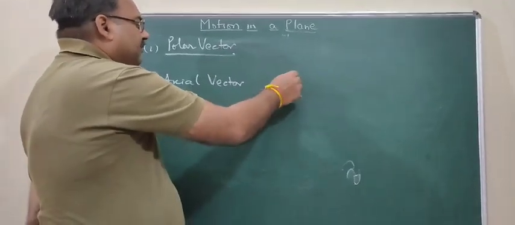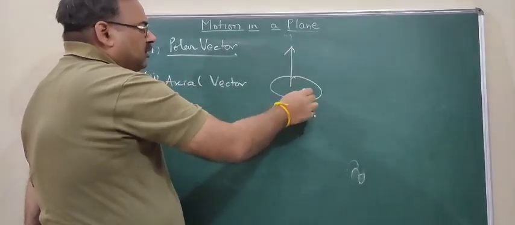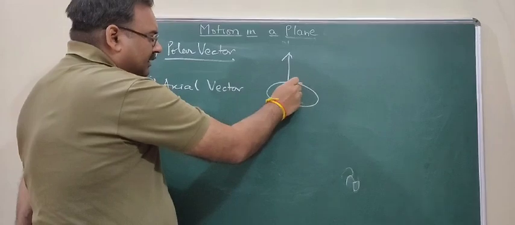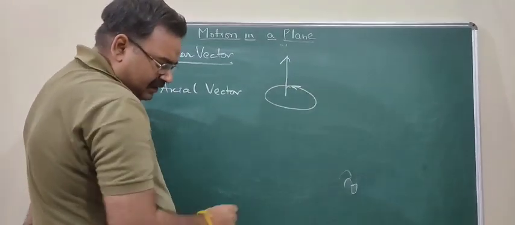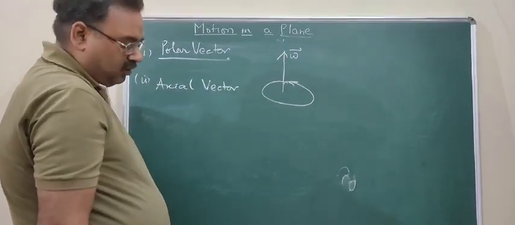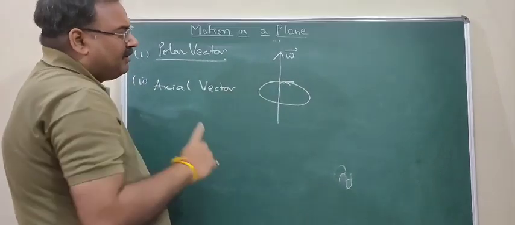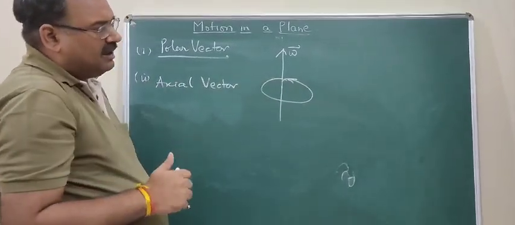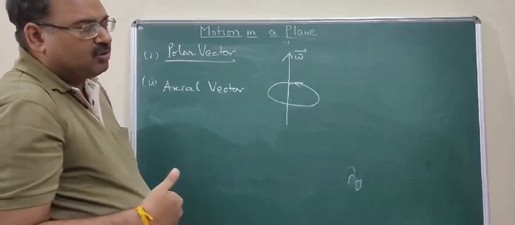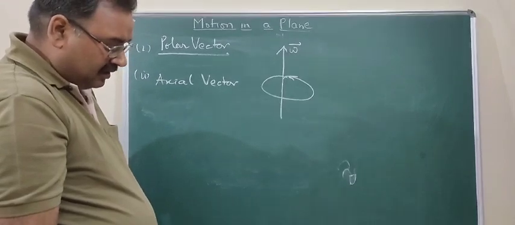Like we have the plane like this, and the vector is in this direction, omega. Now, omega represents angular velocity. So the body is rotating in an anti-clockwise direction, and the angular velocity is given by a straight line perpendicular to the plane in which it is rotating. So this kind of vector is known as an axial vector.